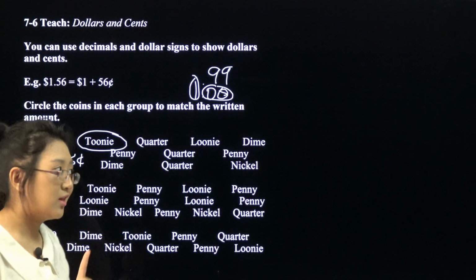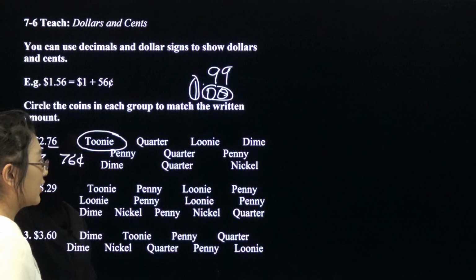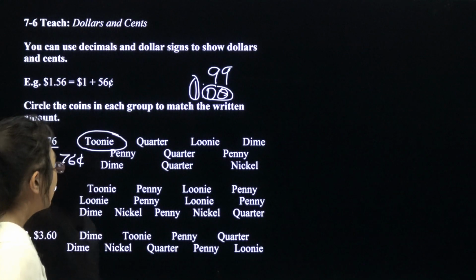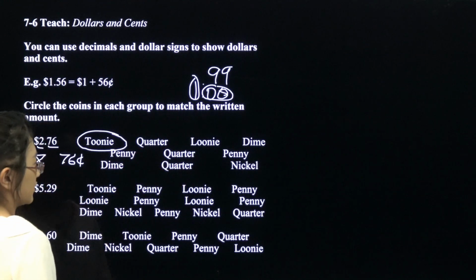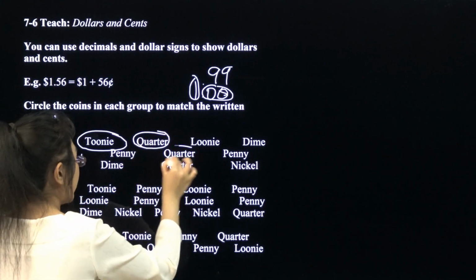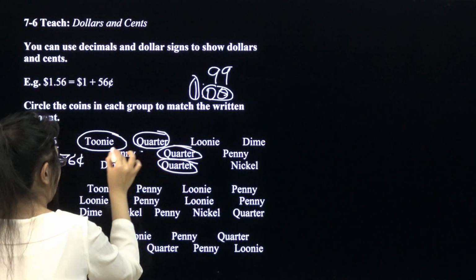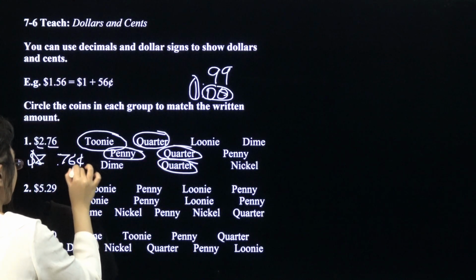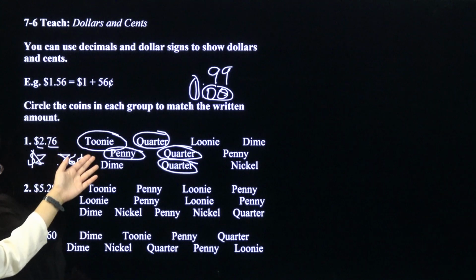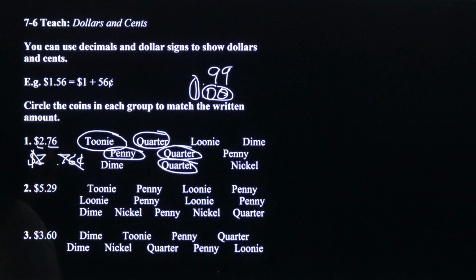And how much more is 76 cents when you compare it to 75 cents? Well, it's 1 cent more. 1 cent is a penny. Do we have pennies? Yes, we have 2 pennies, which means that we can use 3 quarters and a penny to get 76 cents. And we're going to use a toonie for the $2. That would work.